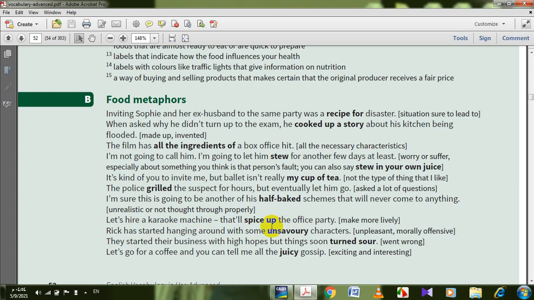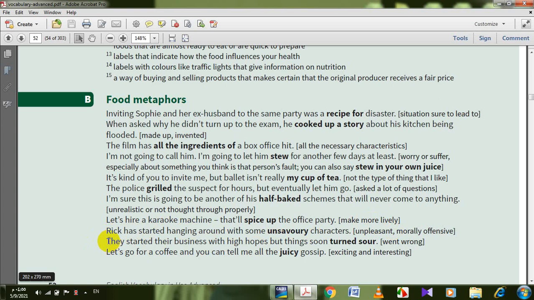Let's hire a karaoke machine that will spice up the office party. Spice up means make it more interesting, more lively, full of life.